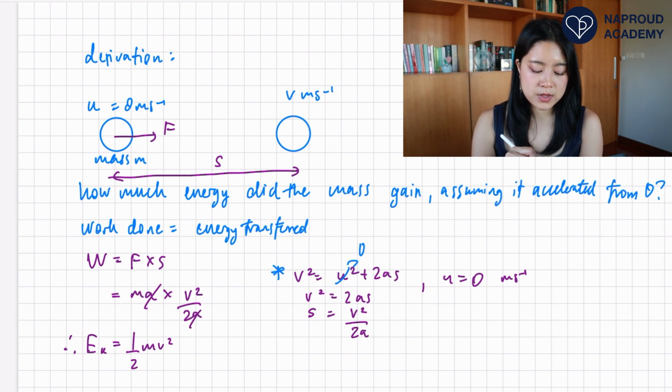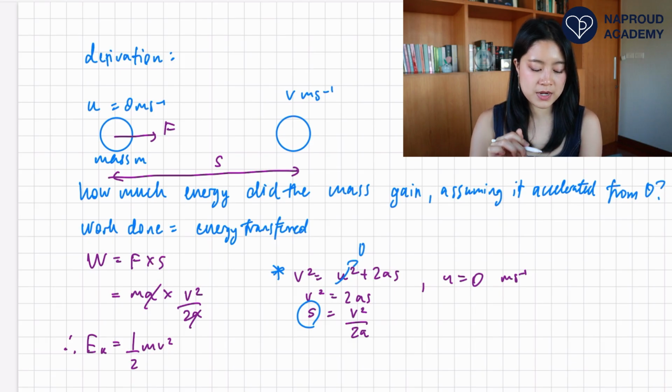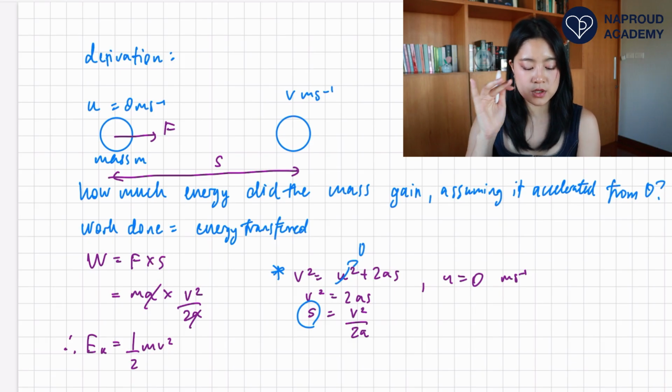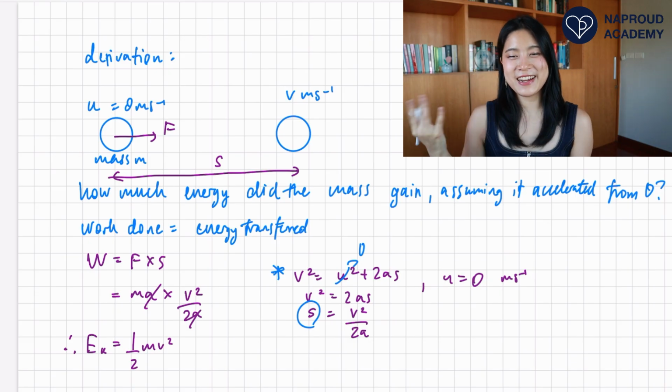And so we can substitute in this S for this S here, which gives us M times A times v squared divided by 2A. The A's cancel on the top and bottom, giving us half mv squared. Ta-da! Okay, there are actually a few other ways to derive this half mv squared equation.